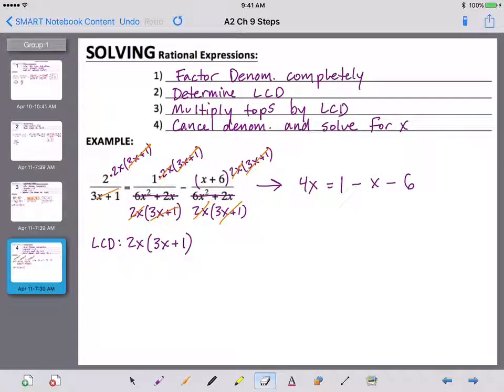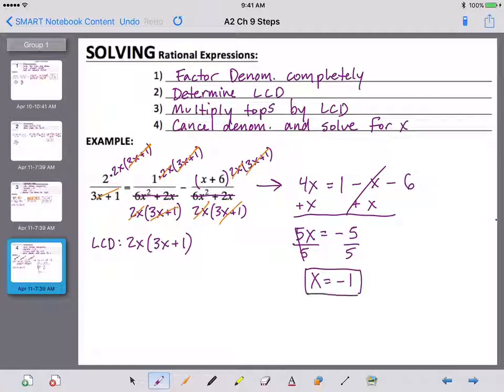So this equation won't be so bad to solve. We can add this x over to the left side of the equation. So those cancel. We're left with 5x equals 1 minus 6 is negative 5. So we can see x has to be negative 1. And lastly, before we finish, let's just check that that's not going to make any of the denominators 0. And we can see that negative 1 works out okay, so this is a good solution.